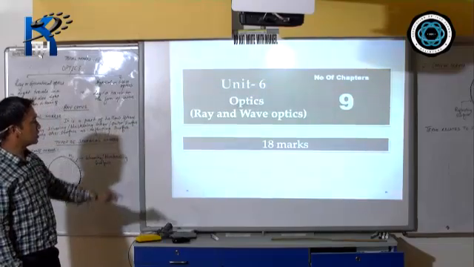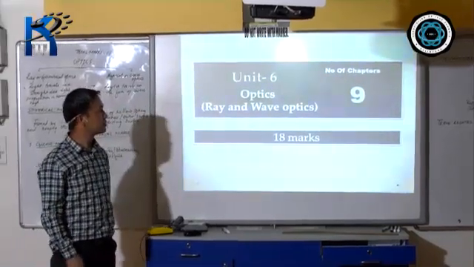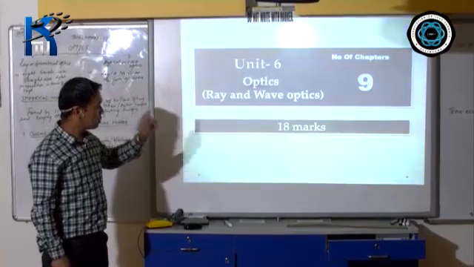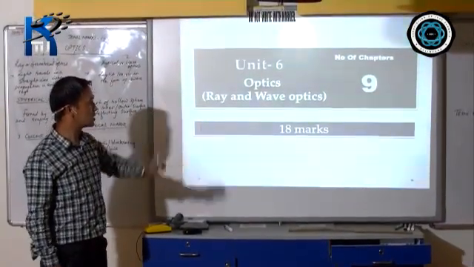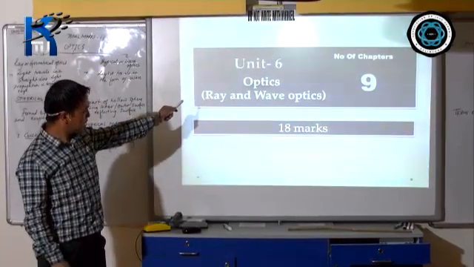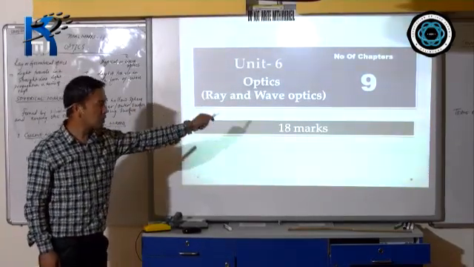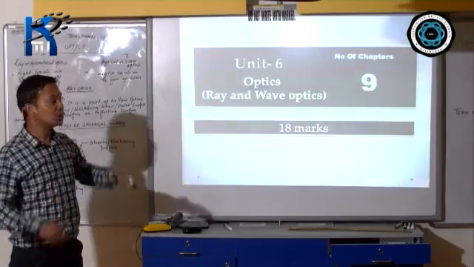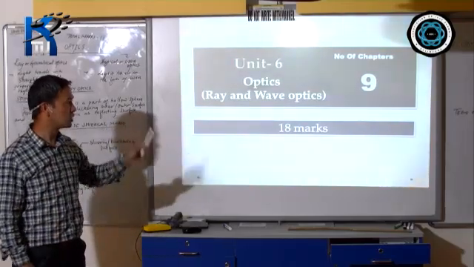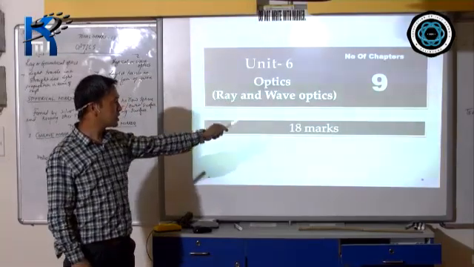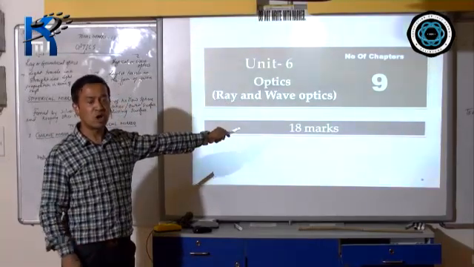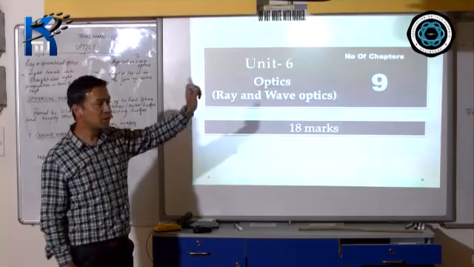The next unit is unit 6. This is a very important unit, also an easy topic, and this unit is optics. In optics, we usually do ray optics and wave optics. In today's lesson, we will start with unit 6, that is optics. Why? Because out of many units, this unit comprises 18 marks. So it covers 18 marks of questions out of 70 marks.